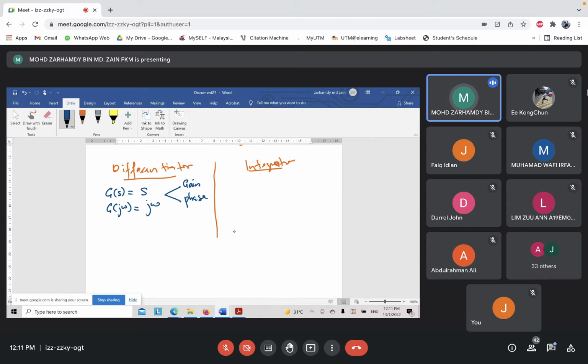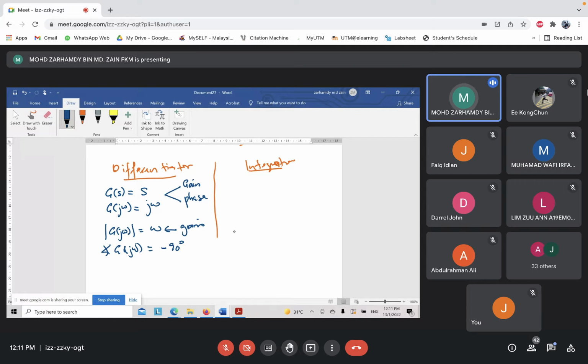Our differentiation ni, we have our own gain, where our own gain is the modulus of G(j omega), which is equal to omega. This we call gain. This is the formula for gain. This is the concept of gain for differentiation. And for the phase of G(j omega), okay, we have positive 90 degree.